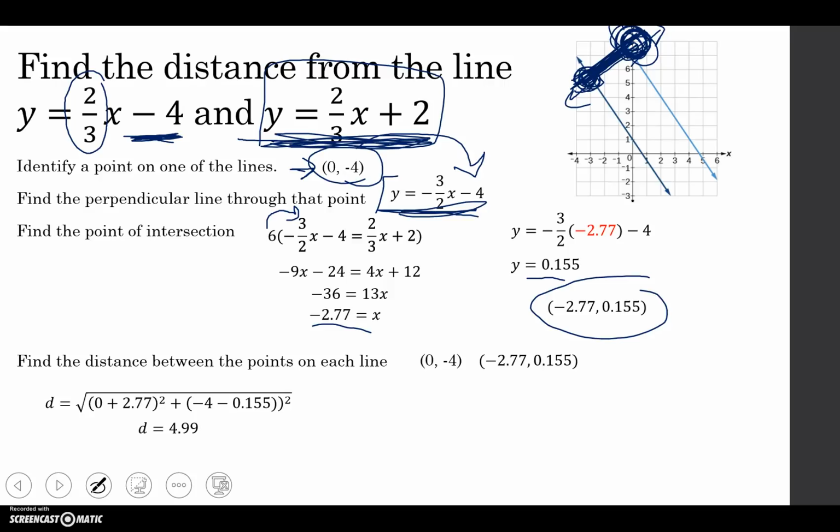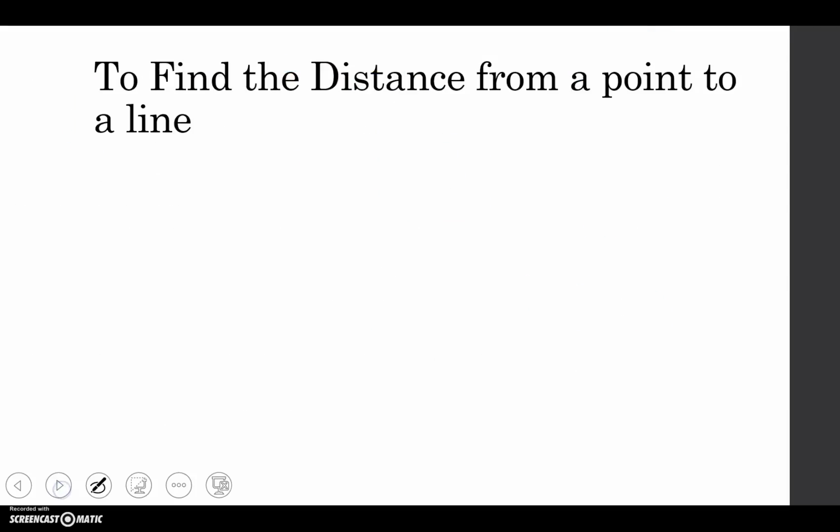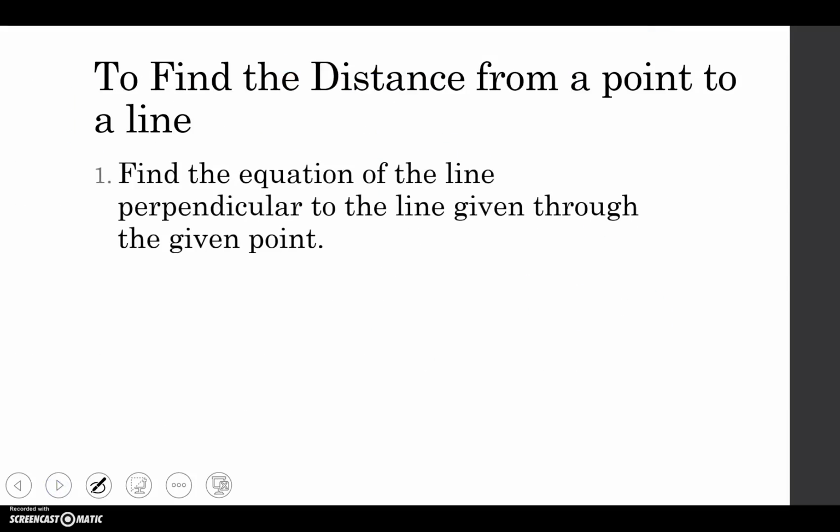That's between 2 lines. My next one is going to be from a point to a line. So here's our steps. From this one, I'm giving you a point already, so I don't have to do step 1 like I did in the last one. Instead, I'm going to find the equation of a line perpendicular to the line given through the given point. So again, it's a lot like the problems that you saw in the very last thing.